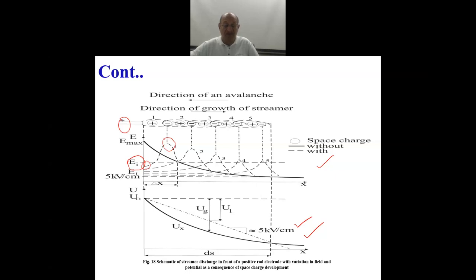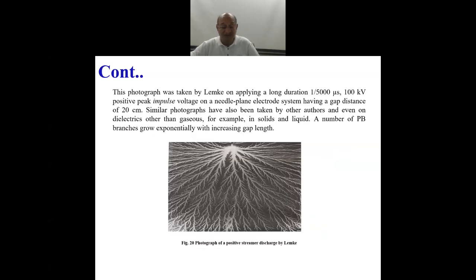And the whole process is not just at one point of the electrode, but at several points of the electrode, and the whole breakdown process in the dielectric looks like a shower of breakdown, a shower of discharge, like a water shower it looks to me. Several discharge processes or streamers are available. This is a typical photograph of a positive streamer discharge taken by Lemke, a very well known scientist from TU Dresden in Germany.